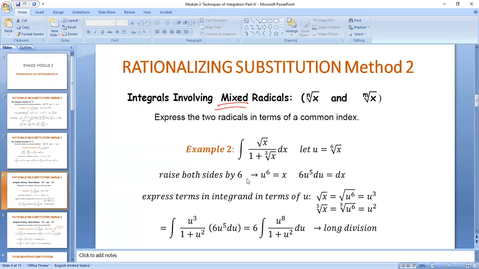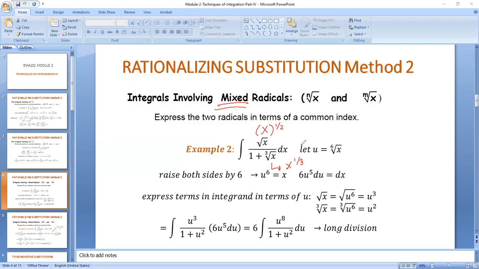Okay? So you will distinguish right away what's the difference of method 1 from method 2. So you have the mix here. What will you do if you have the mixed radical? Determine first what's the exponent equivalent of the first. So this one has an exponent, this is equivalent to x raised to 1/2. This one is equivalent to x raised to 1/3.